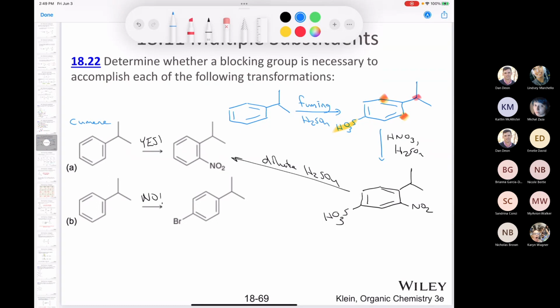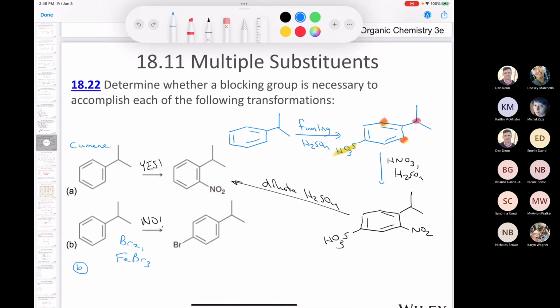Right, for B, all you need to do is just treat the compound with some bromine and some iron 3 bromide, and you are done, my friend. Why? Because this is so sterically hindering that it's just going to cause substitution to occur preferentially at the para position. So there you go.